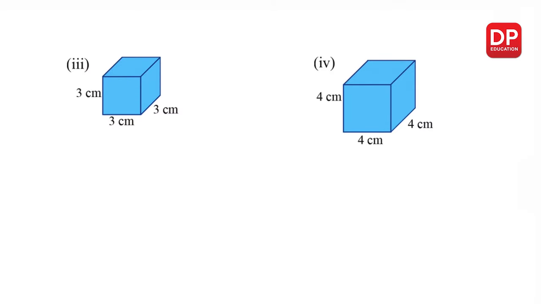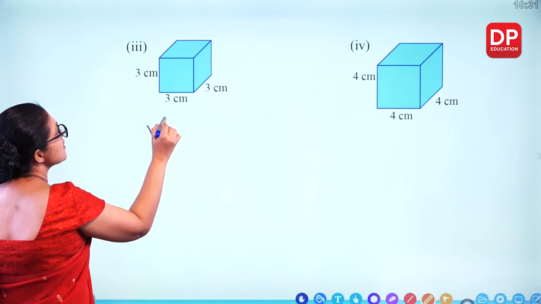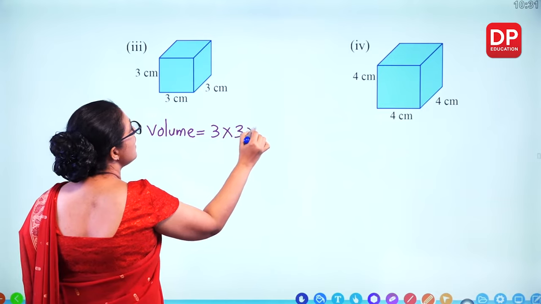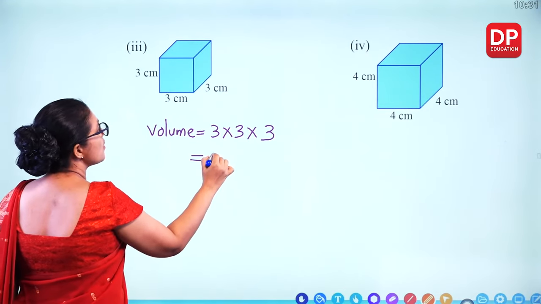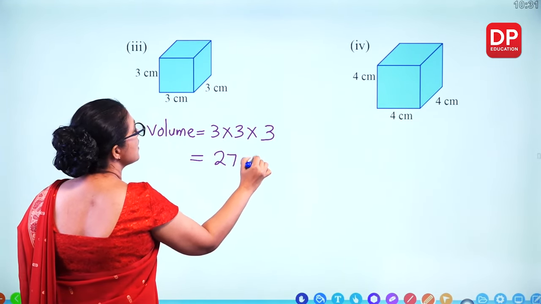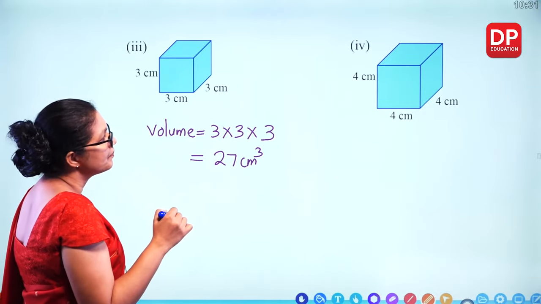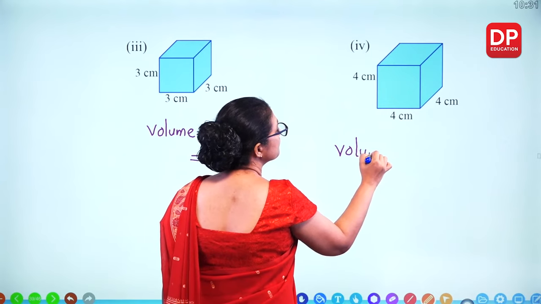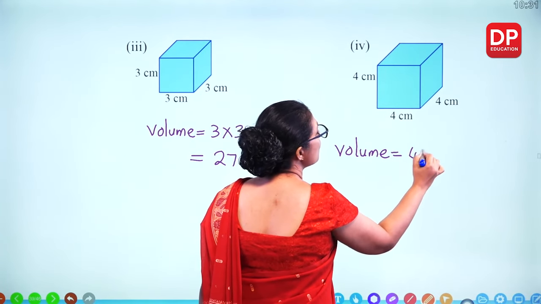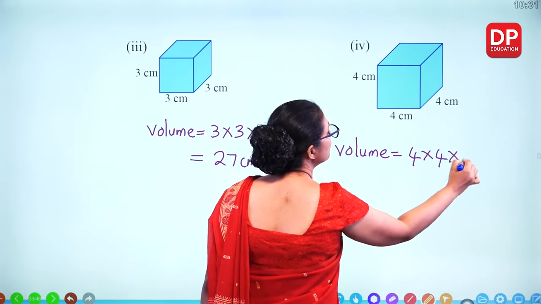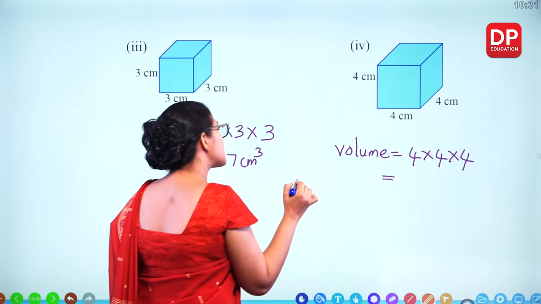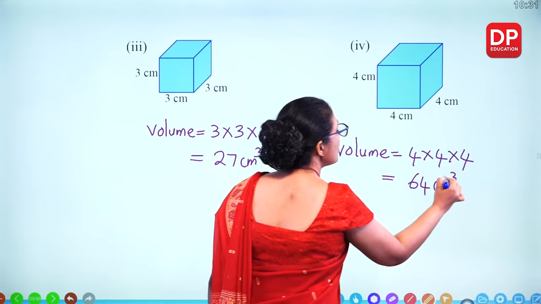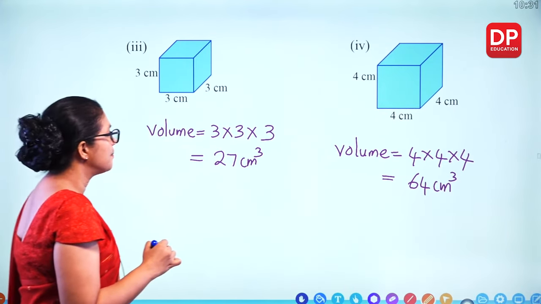Another cube. So what's the volume? Length into length into length. You get 27 cubic centimeters. This is another cube. 4 into 4 into 4. 4 times 4, 16. 16 times 4, 64 cubic centimeters.